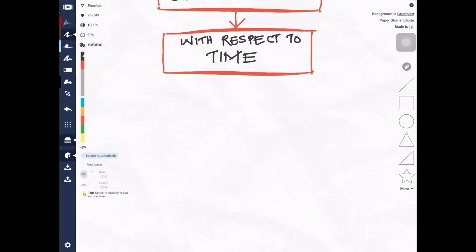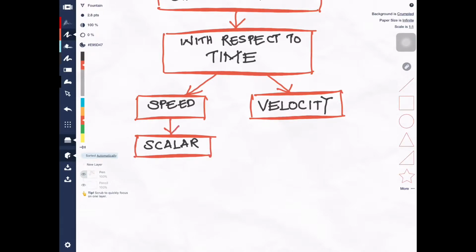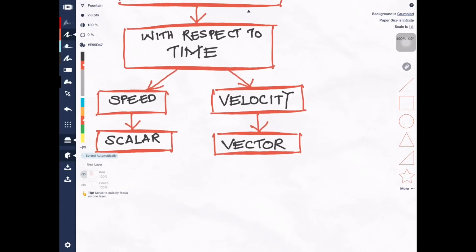An object under motion can be said to possess speed, which is a scalar quantity, or velocity, which is a vector quantity. As we already understood from the previous episodes, speed represents motion in terms of a scalar parameter, meaning it has only magnitude, and velocity represents motion with magnitude and direction.